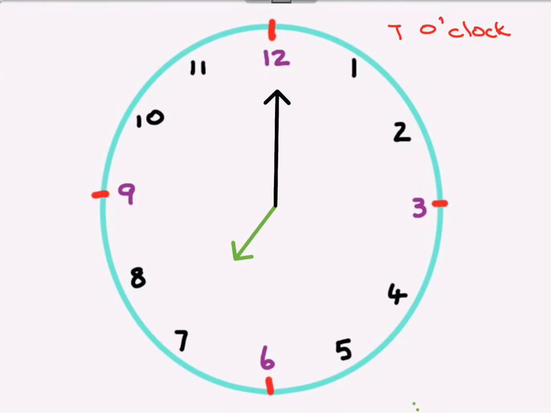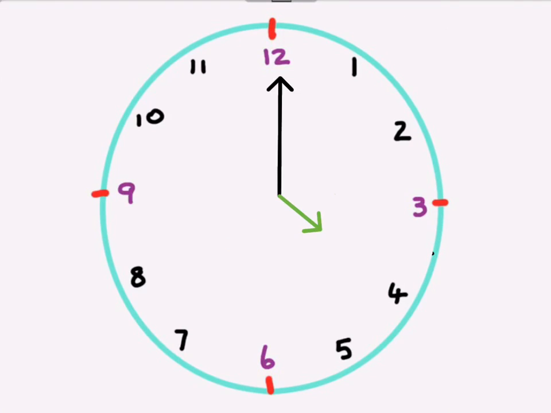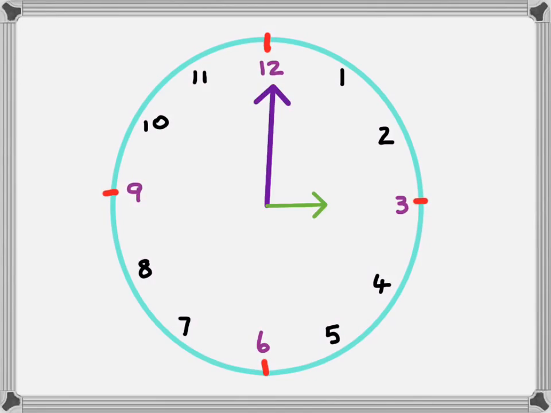In digital, it will look like this, 7:00. And that one is 4 o'clock, so it will be 4 o'clock. In digital, it will look like this, 4:00. Okay, and this one will be 3 o'clock. Digital, it will look like this, 3:00. Okay, you've learned your o'clocks.